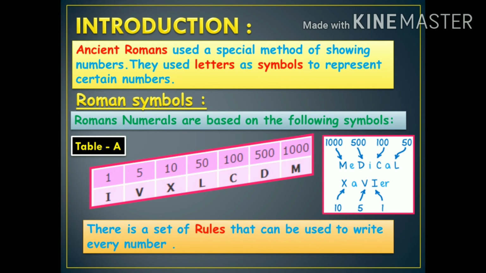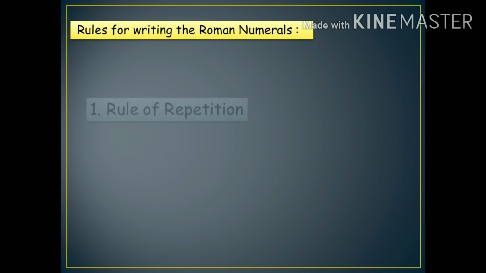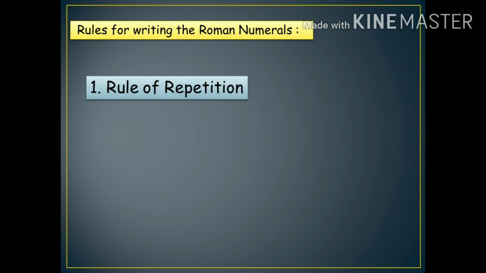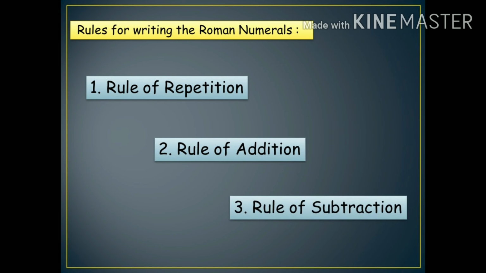There is a set of rules that can be used to write every number. Rules for writing the Roman numerals: rule of repetition, rule of addition, rule of subtraction. We will read about these rules in detail.